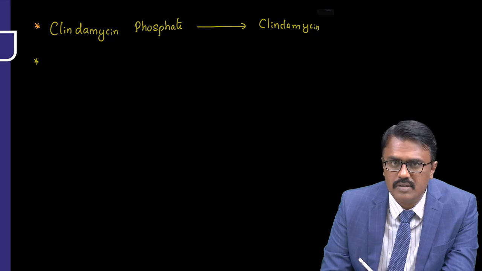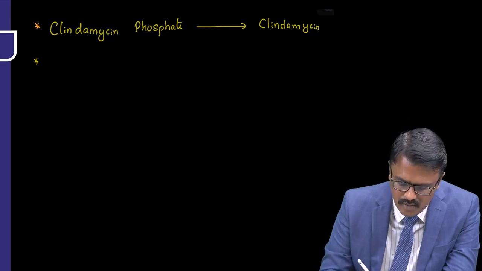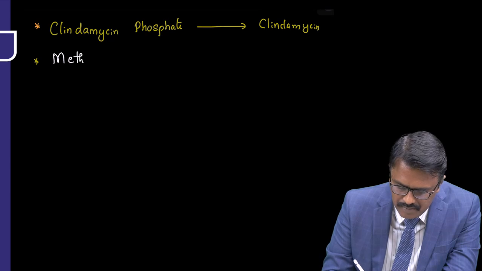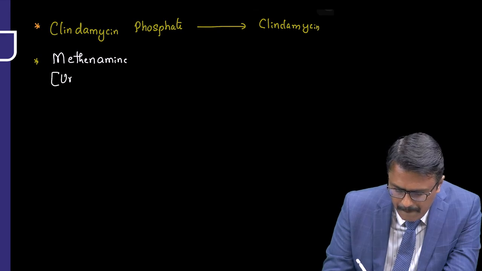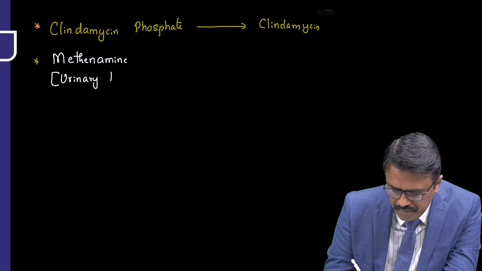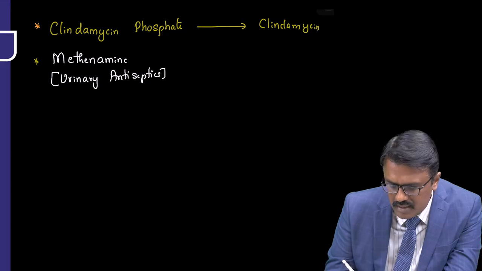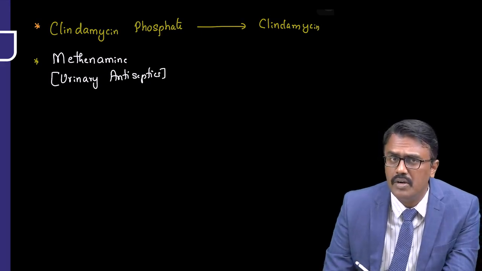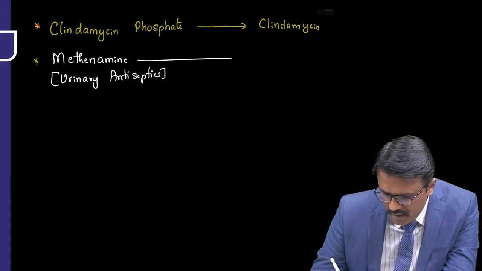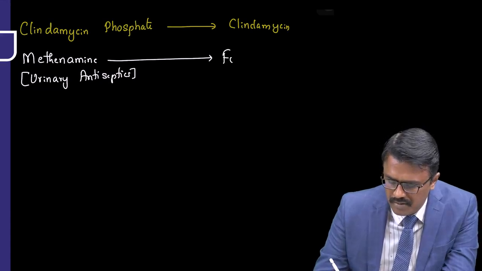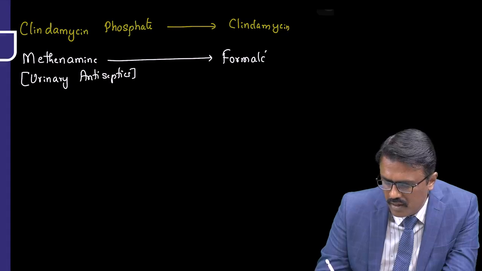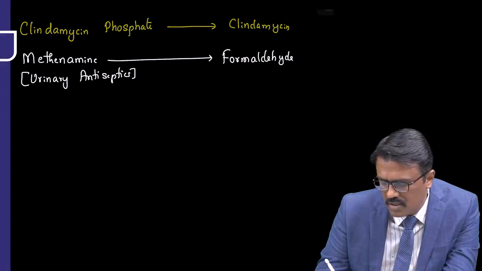One more example for this is a urinary antiseptic called methenamine. Methenamine is called a urinary antiseptic. Urinary antiseptics are antiseptics which act locally and kill the bacteria in the urinary tract. Now, when it enters the urine, which has an acidic pH, it becomes formaldehyde. Formaldehyde is the one which kills the bacteria.